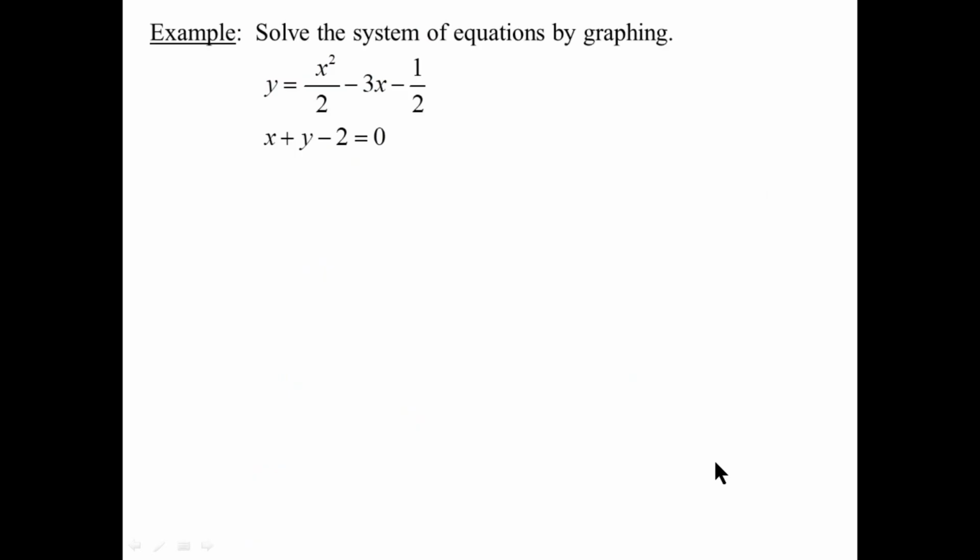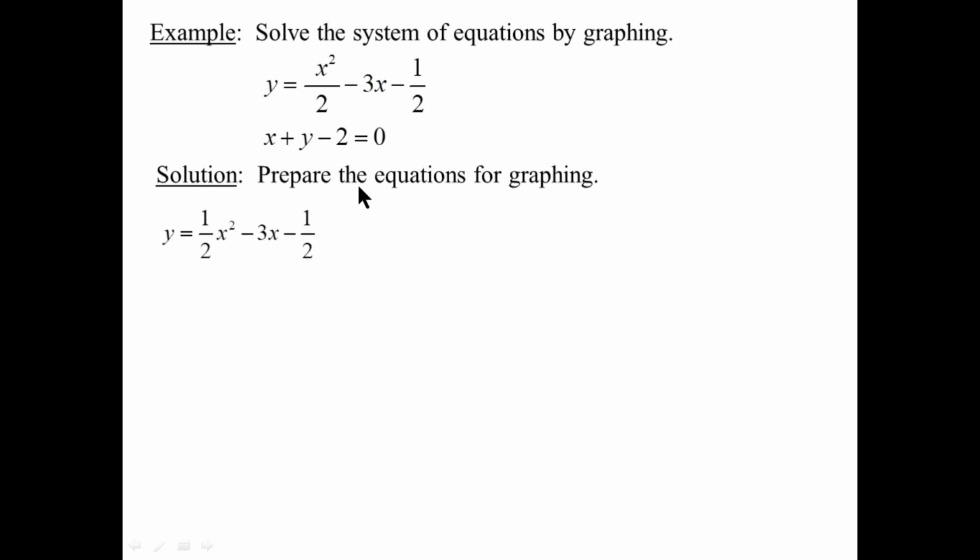Let's do it again. Solve a system of equations by graphing. Solution, prepare the equations for graphing. If I see x squared over 2, then I see 1/2 x squared. Perhaps this is easier to think about. Now, common factor out 1/2. Whatever's on the x squared gets common factored out. So I have to divide out 1/2 out of 3, which makes it into a 6.